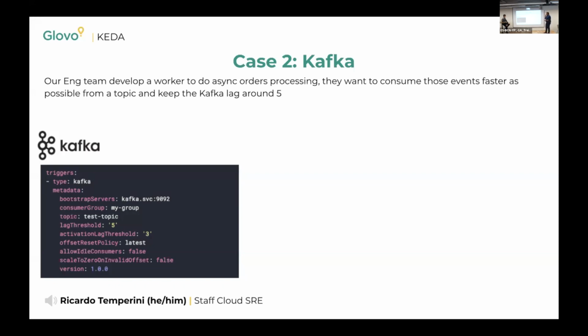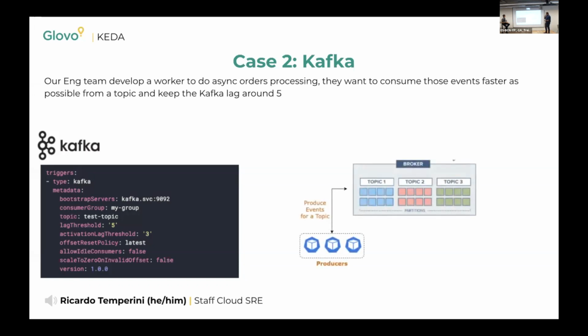In this case, we are defining the threshold of 5, and there is an activation lag threshold of 3. The activation lag threshold means that if you have nothing to process and you want to keep your workloads at 0, if there are 3 lags in the metric that you are monitoring, then Keda starts the first pod. And before that, it's just HPA scaling up and scaling down.